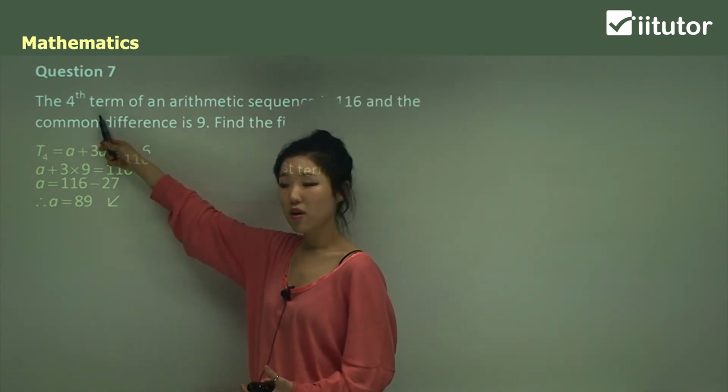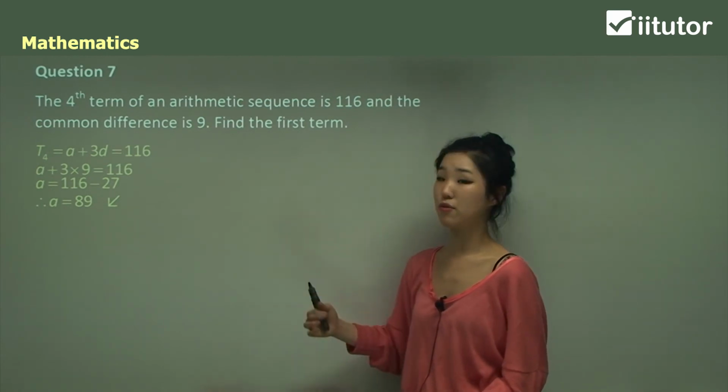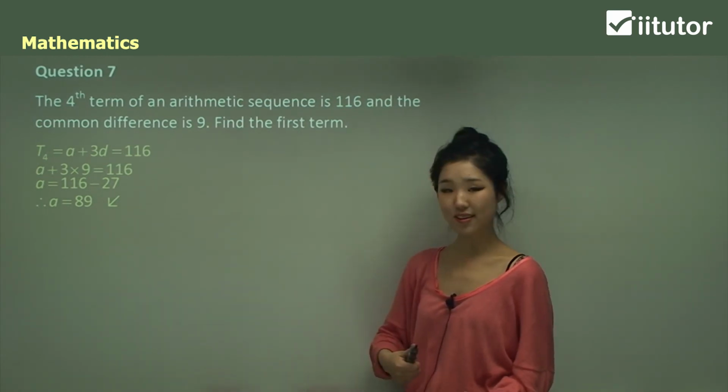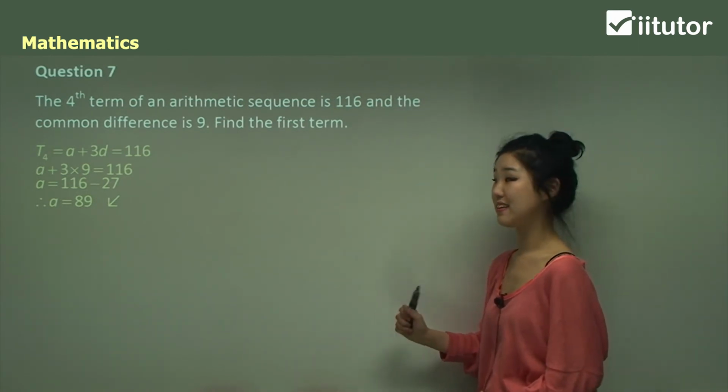They say fourth term, okay, I'm just going to go and find T4. Even though I don't know what A is, I'm just going to go for it. And then see how I just got to the answer? So I hope that one makes sense. That was question 7. A is 89.